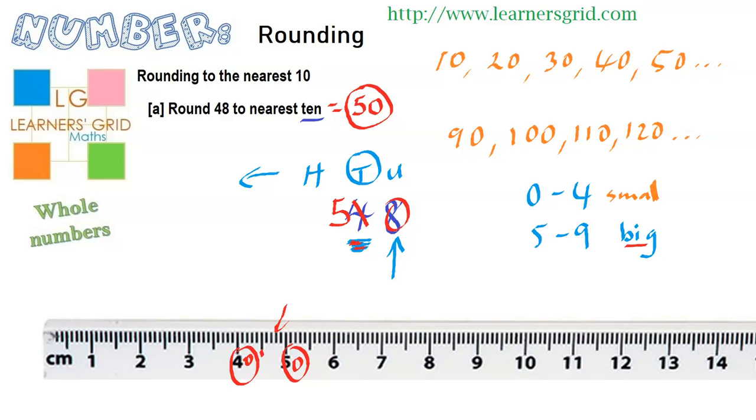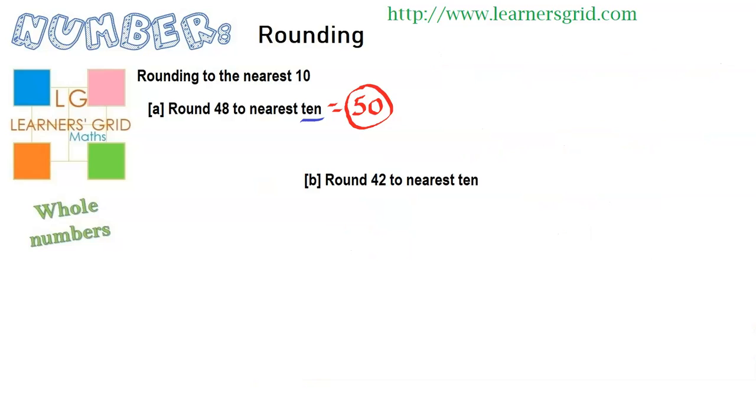Okay, I want to clear all that away, and we are going to have a look at question B. Now, I'm just going to leave question A up here for a few moments because it's not too far away from question B, which is round 42 to the nearest 10. So again, if we think about 10s, right? 10, 20, 30, 40, 50.